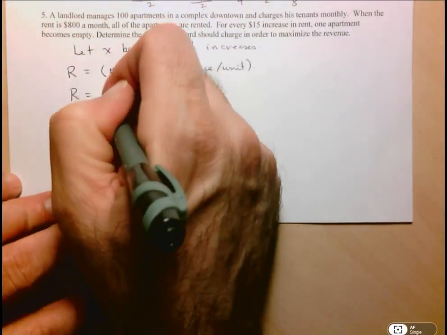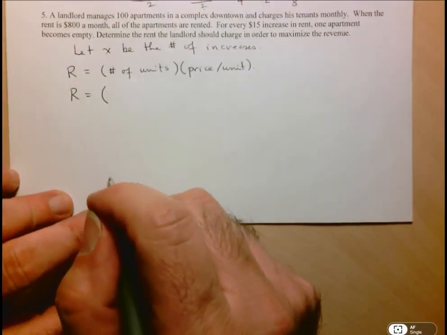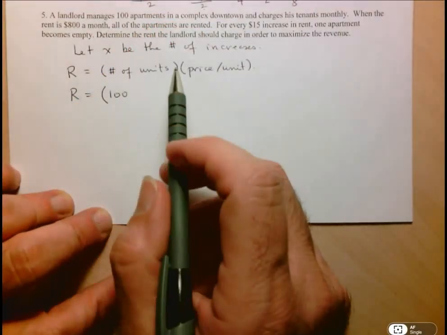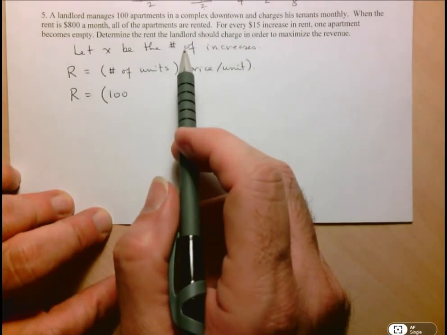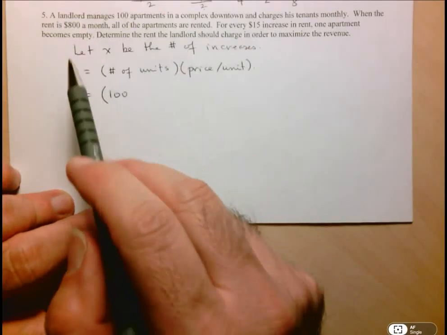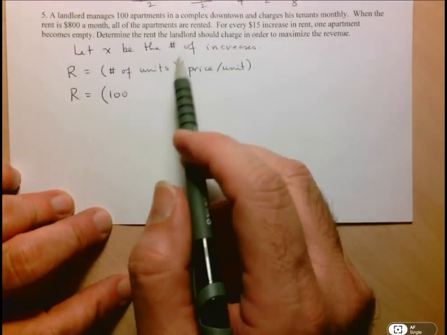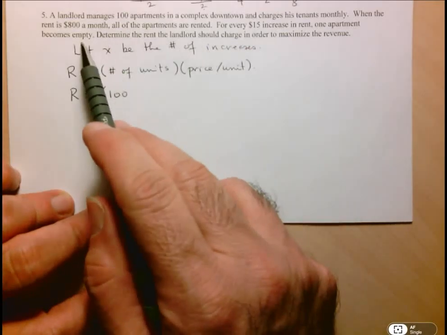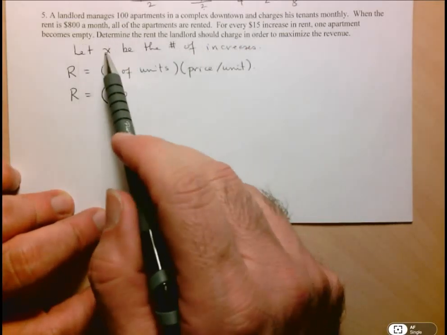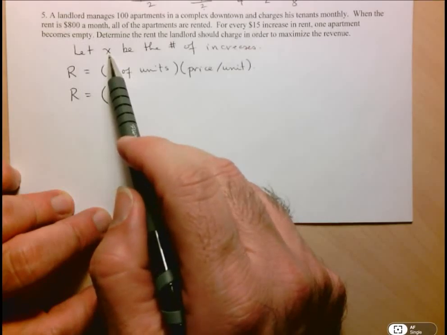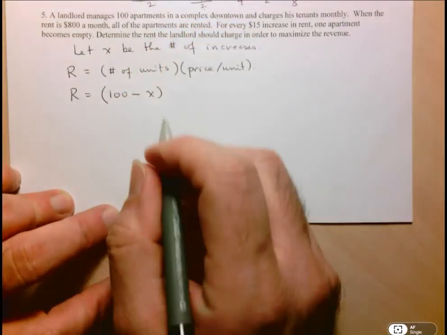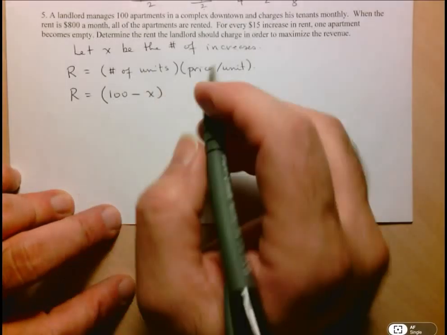So for the number of units, what's going on? Well, you're starting with all 100 apartments rented. Every time you increase, you lose one apartment. If I have one increase, I lose one apartment. If I have two increases, I lose two apartments. So if I have x increases, I lose x apartments. So 100 minus x represents the number of units.